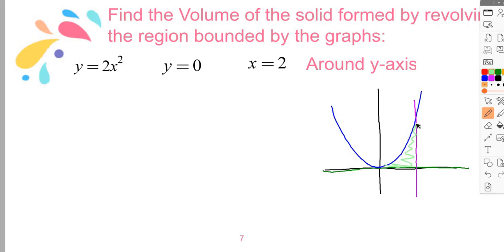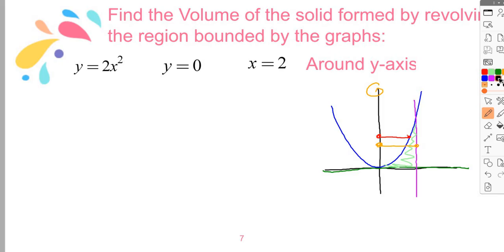Again, if I rotate that around the x-axis, which method am I using? Do I have a hole? No, not to my x-axis, so we could use the disk method. However, what are we rotating about this time? The y-axis. So now, when I go left and right, do I have a hole that I have to worry about for my y-axis? Yes. So we have to use our washer method.